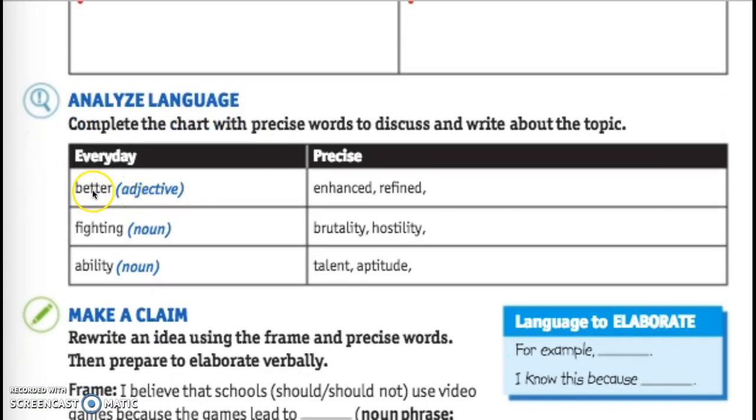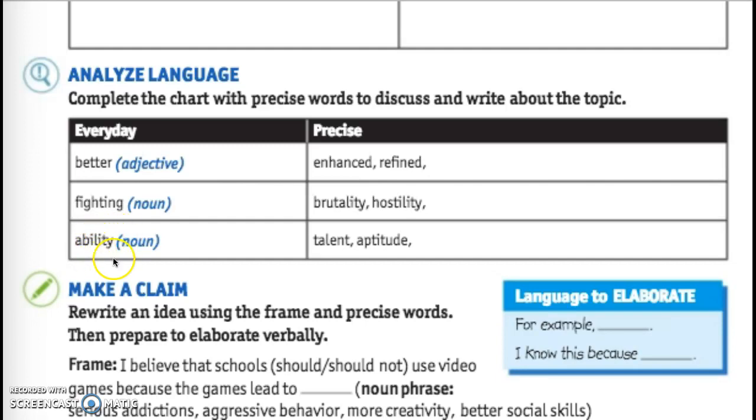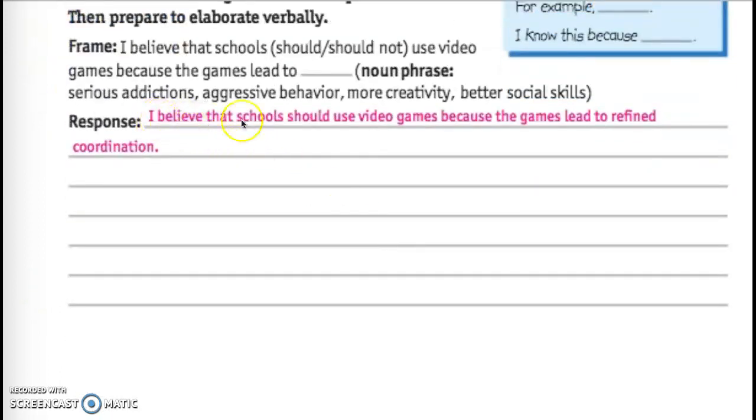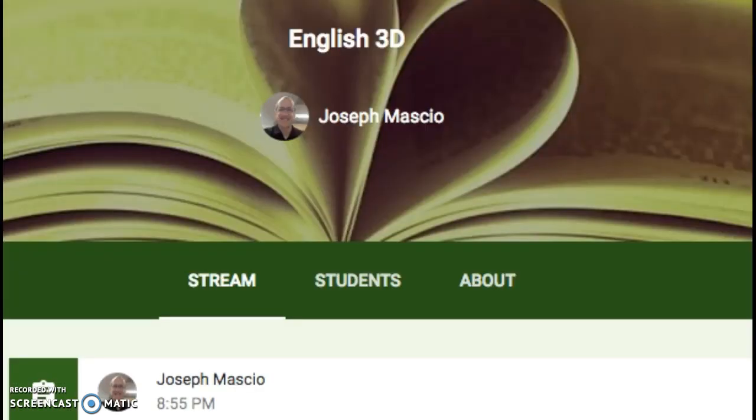If you're going to talk about it leads to better something, use enhanced or use refined. If you're going to talk about, oh, it leads to fighting, you can say it leads to increased brutality. It leads to more hostility. If you're going to say it increases students' abilities, you can change it to it increases talent or it increases aptitude. All right, so go ahead and write down a response right here of your own idea.